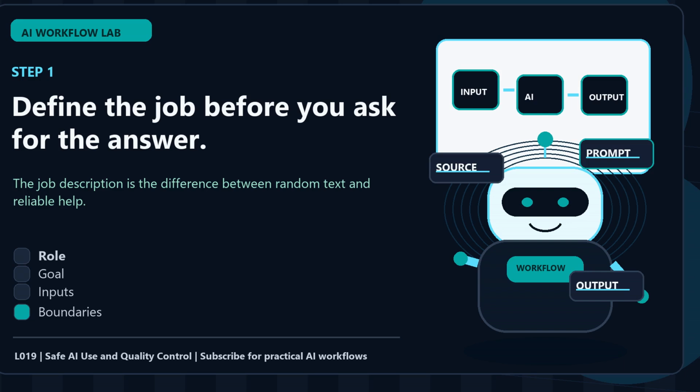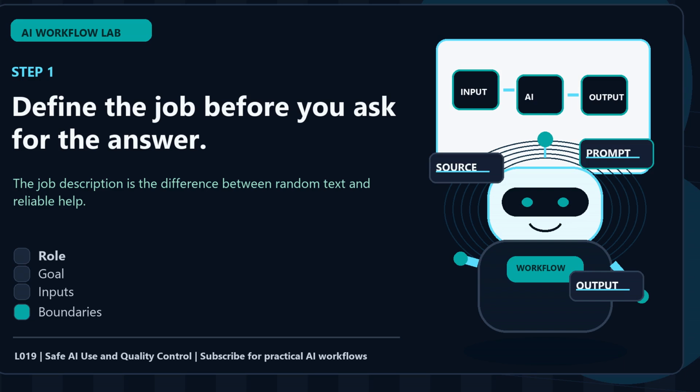Step 1 is the job description. Do not start with, "Help me with this." Start with the role, the goal, the available inputs, and the boundary. For this topic, the role is not general assistant. The role is workflow operator. The goal is, draft support replies with escalation rules and human approval.